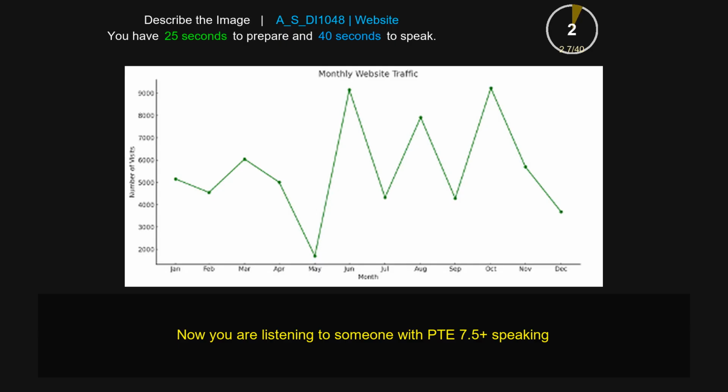The given line chart gives information about monthly website traffic. The line chart has two factors. One is the month, such as Jan, Feb and March, while the other is the number of visits, which varies from 2000 to 9000. It is evident the maximum value is for the month of June, which is almost 9000, whereas the minimum value is for May, which is 2000. In addition to that, Jan contains the value of 5000, Feb contains the value of 4500, whereas March contains the value of 6000. To conclude, the image gives information about the monthly website traffic.